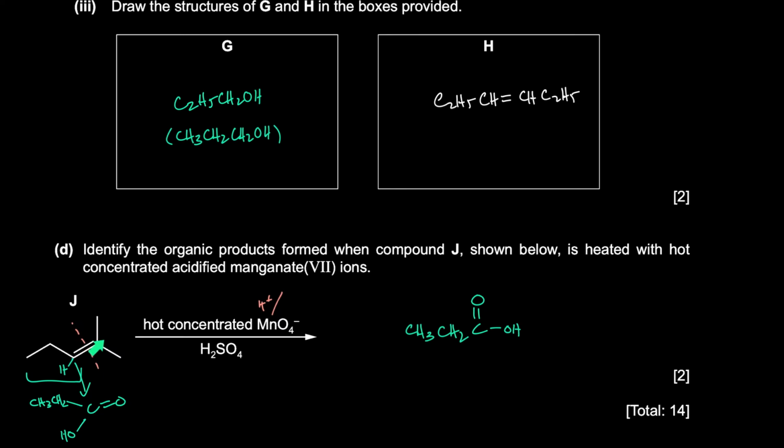And what's the other product over here? This carbon is bonded to two carbon atoms, so this C will become a C double bond O, and we end up with a ketone. If the carbon on the double bond is bonded to two carbons, it becomes a ketone. If it's bonded to just one carbon and one hydrogen, it becomes a carboxylic acid. And what if there were two hydrogens? Then you would make carbon dioxide and water.